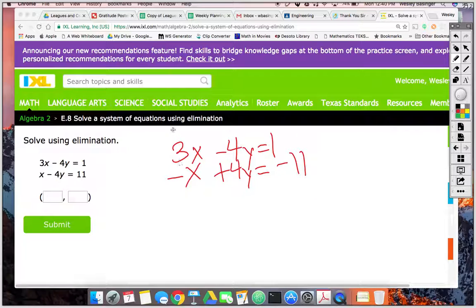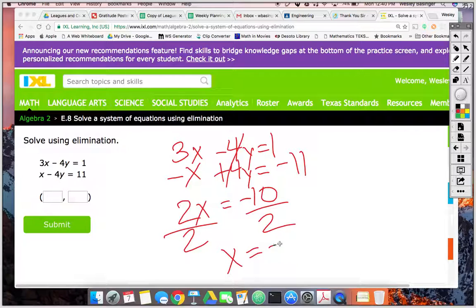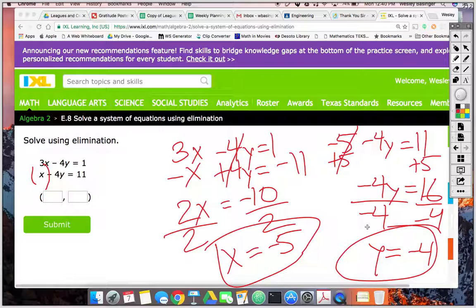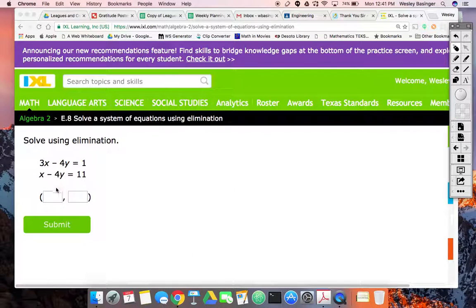Okay, now I can go through and add my columns. 3x minus x is 2x. These two cancel out, and then I do 1 minus 11. That would be a negative 10. Dividing both sides by 2, x can now equal negative 5. I need a y value, so I'm going to pick the second equation. So substituting in for this x value, I'm going to do negative 5 minus 4y equals 11. I'm going to add 5 to both sides, making this negative 4y equals 16, dividing both sides by negative 4, and so y equals negative 4. So my correct answer would be negative 5, negative 4. So negative 5, negative 4 should work.